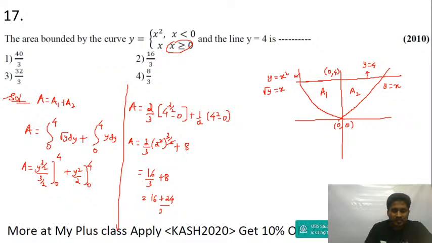Upon 3. So that's equal to 40 by 3. That's the answer, guys. 40 by 3 square units. That's the first option. Okay, let's move to the next question.